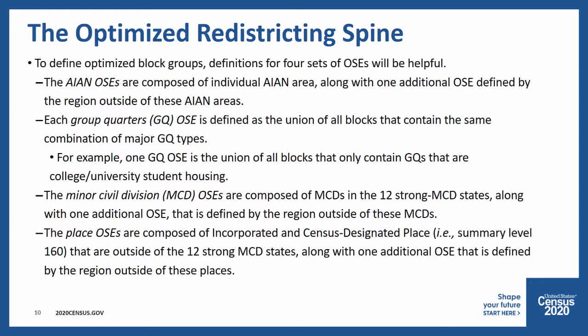And finally, the place OSEs are composed of incorporated and census designated places that are outside of these 12 strong MCD states. Outside of these 12 strong MCD states, incorporated places tend to play a more important role in the government. So we're going to optimize accuracy on those instead of minor civil divisions. And we're also going to add one final element to this set of OSEs given by the rest of the US.